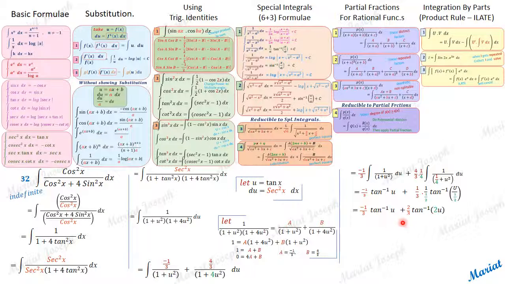Integration is over. But we need to replace the variable u that we brought in. Put back tan x. What is tan inverse u then? Tan inverse u is x. So this first term will be simply x. So minus 1 by 3 into x plus 2 by 3 into tan inverse of 2 into tan x, u is tan x, plus c because of the constant of integration.